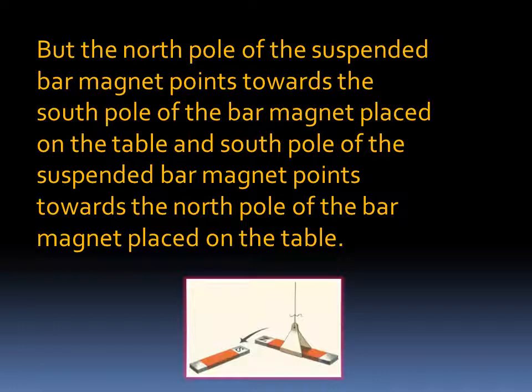But the north pole of the suspended bar magnet points towards the south pole of the bar magnet placed on the table, and the south pole of the suspended bar magnet points towards the north pole of the bar magnet placed on the table. So here, unlike poles attract, which you learned before. Same here, they are getting attracted.